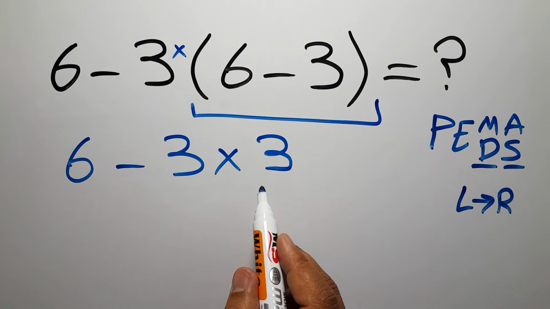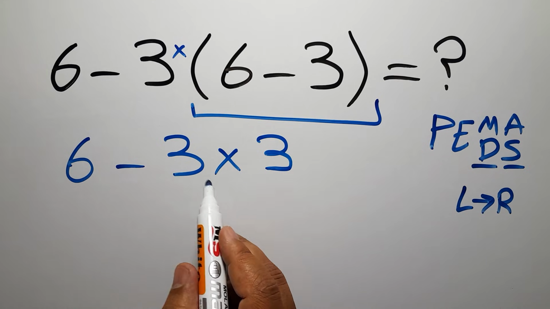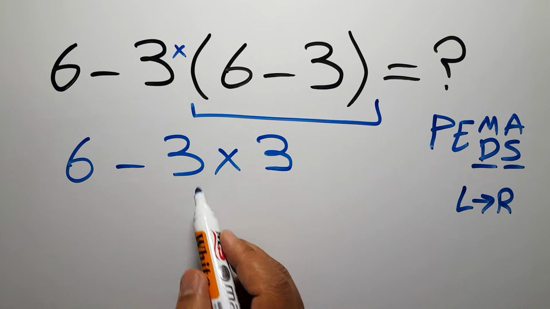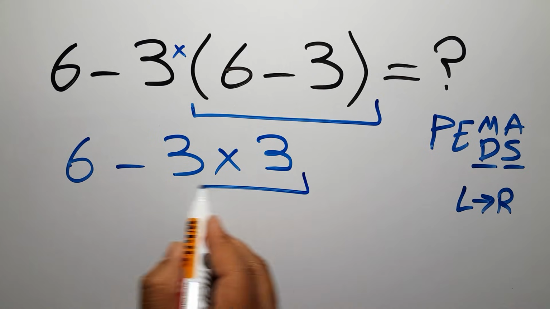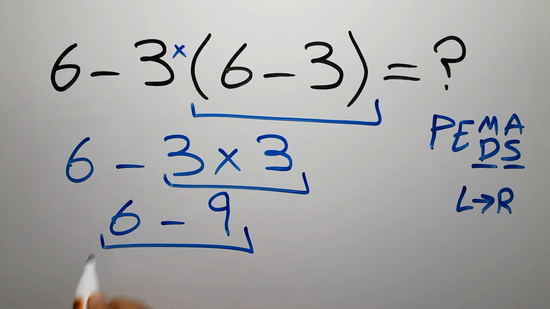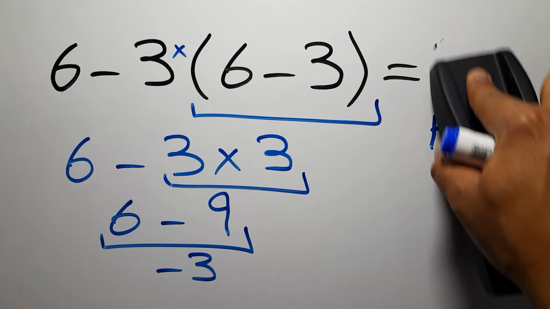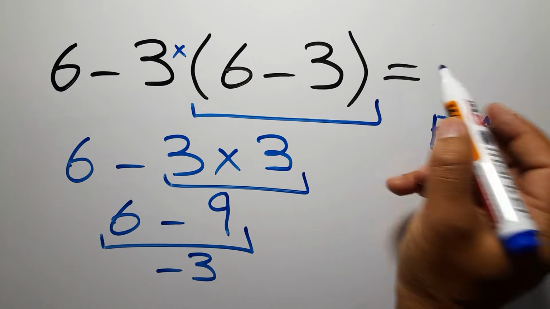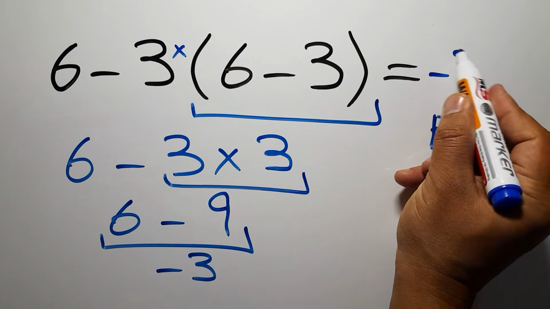So in this step, first we have to do this multiplication. 3 times 3 gives us 9. So 6 minus 9 is just negative 3. And this is our final answer to this problem. The correct answer is negative 3.